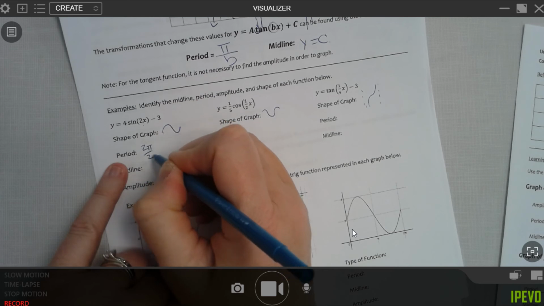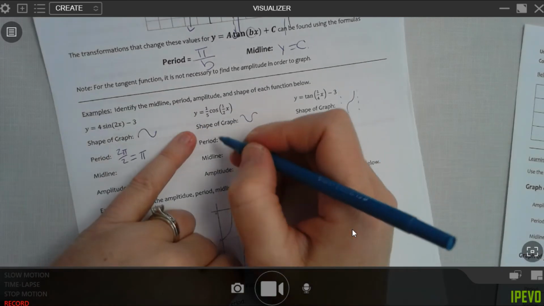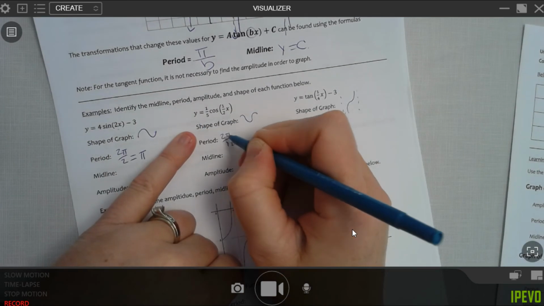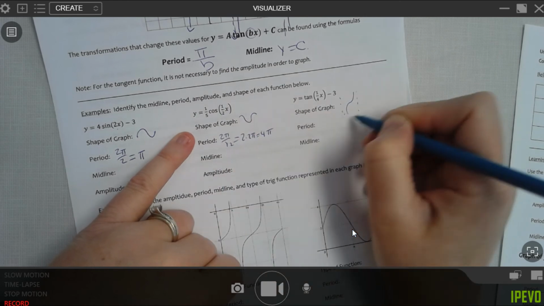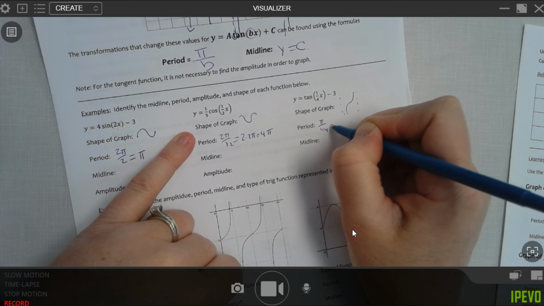All right, period is 2 pi divided by this number. So 2 pi over 2 would be pi. 2 pi divided by a half: instead of dividing by a half, you should multiply by 2. So we get 4 pi. And tangent is pi over 1/4, which gives you 4 pi.